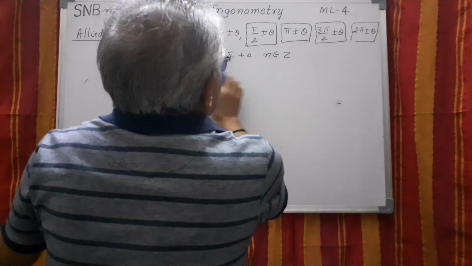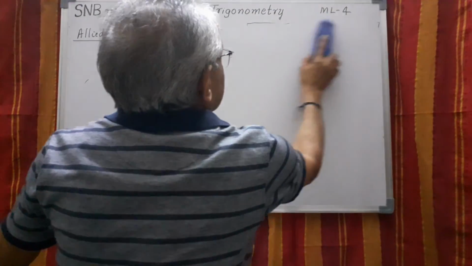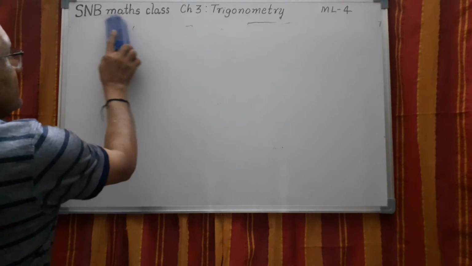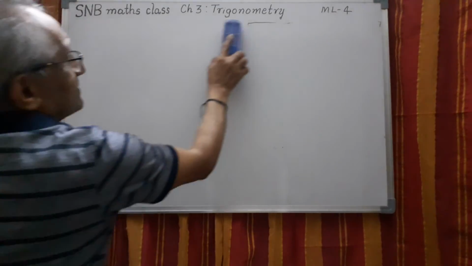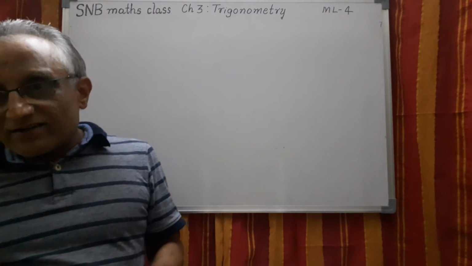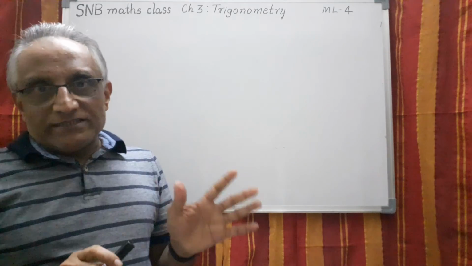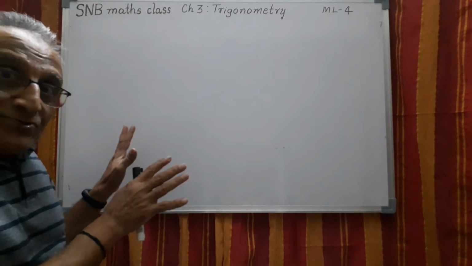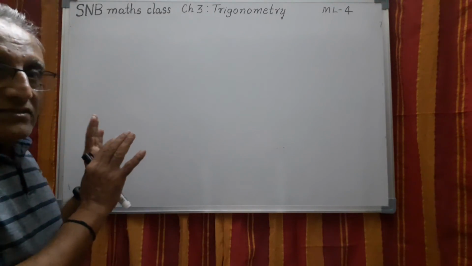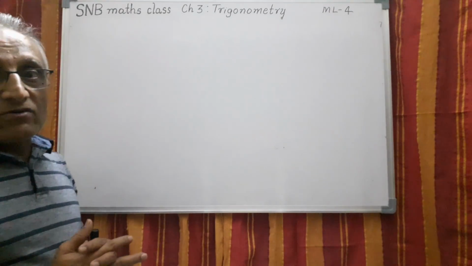Today's class, I have given you only one important idea, that is the sign rule. So remember this sentence: all student take coffee. That is first quadrant all, second quadrant sine, third quadrant tan, fourth quadrant cos positive. Then I have just introduced you to the allied angle concept. In the next class, let me begin with the allied angle formula.